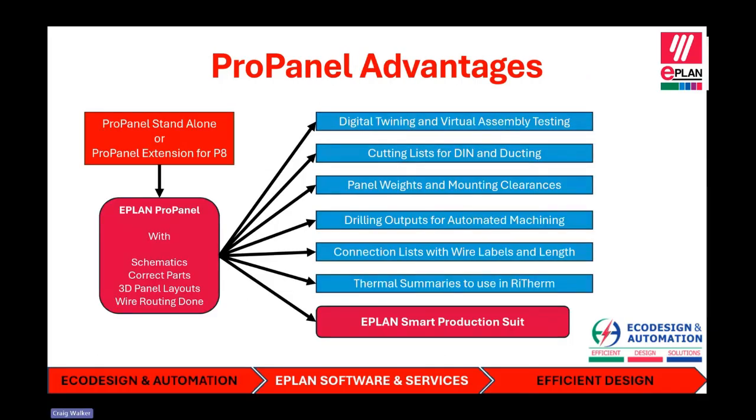So looking at the ProPanel package and some of the advantages, ProPanel comes in a standalone version, or it also comes as ProPanel as an extension for P8. And within ProPanel, what you want to achieve is getting your schematics done, correct parts with all their parts and metadata, which we'll show you soon, 3D panel layouts and getting that correct, as well as wire routing done and complete. And from that, you can start generating some of these advantages, including digital twinning and virtual assembly testing. And this is something I'm going to talk about quite a bit today.